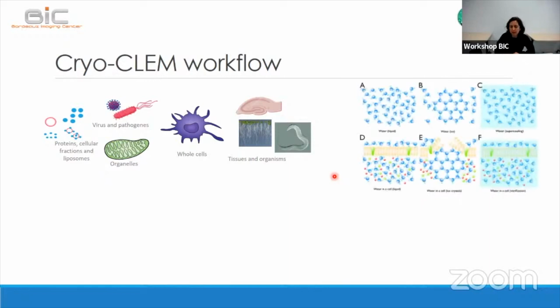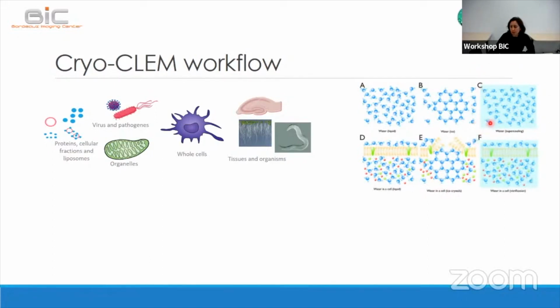What it means is that during the freezing, some ice crystals are formed in the sample. In this case, for example, you can observe them by electron tomography, and we need to avoid that because they can mask our sample, and they can also destroy the cellular components, the membranes, and the different compartments inside.